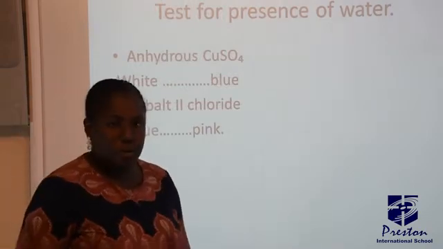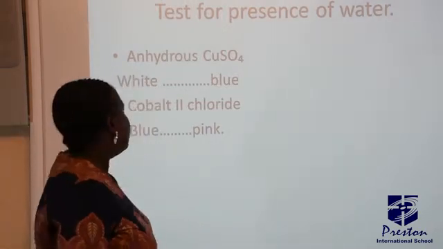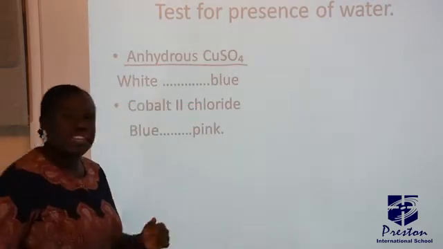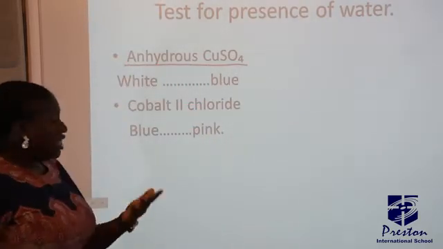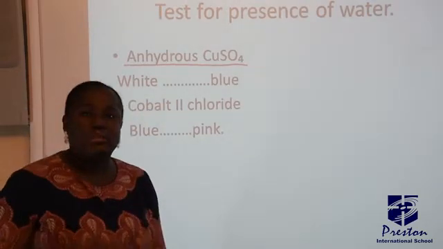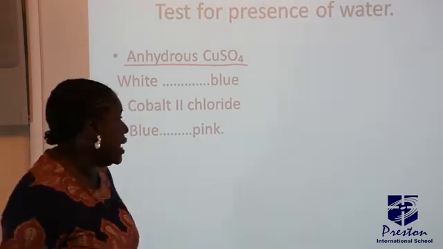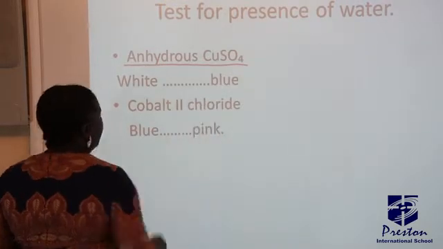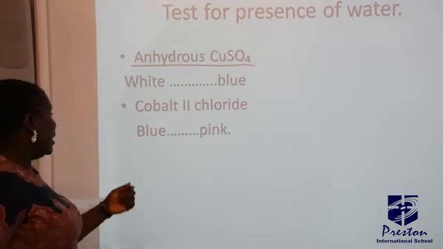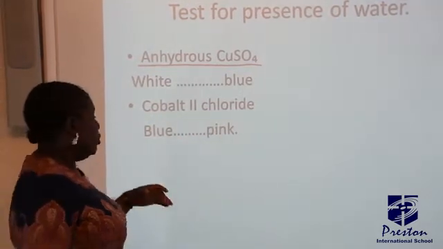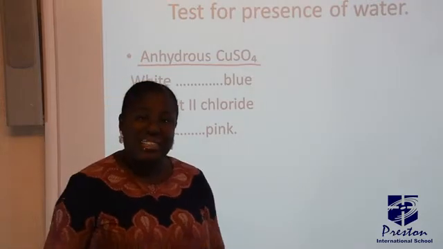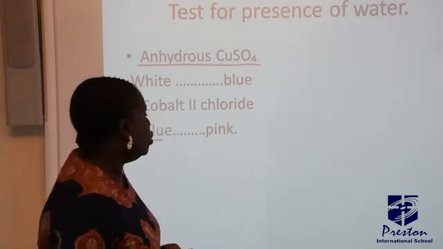How do we test for the presence of water? The first thing that can be done, we can test with anhydrous copper II tetraoxosulfate. The original color of this salt is white. By the time it comes in contact with any substance that contains water, it is going to turn blue. And the second substance that can be used to test for the presence of water is cobalt II chloride. The original color is blue. When it comes in contact with a substance that contains water, it is going to change to pink.